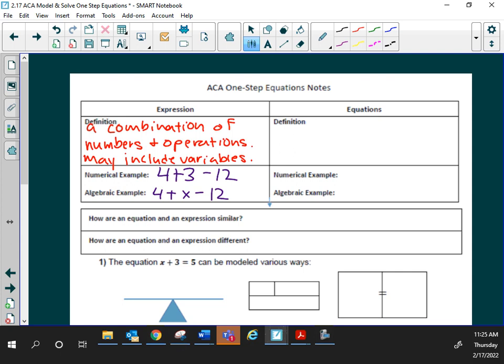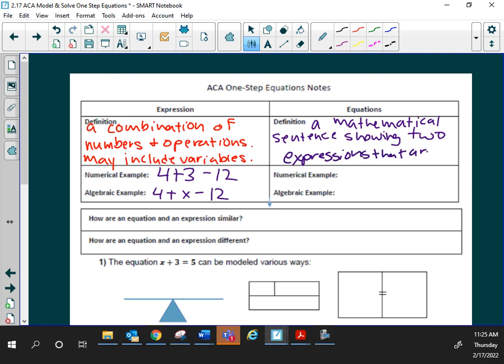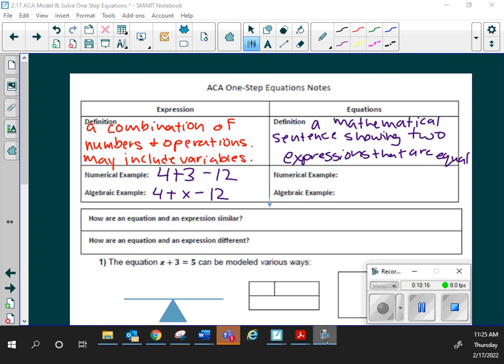So with equations, it's a mathematical sentence showing two expressions that are equal. Pause and play if you need to. I know it's a lot of writing.